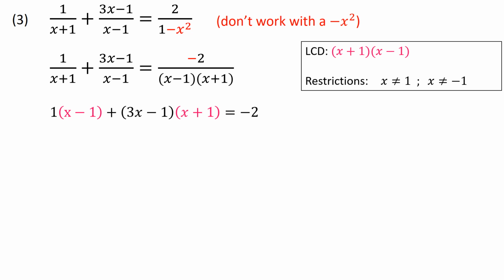For number 1, we can clearly see that it needs the bracket x minus 1. For 3x minus 1, it just needs the bracket x plus 1. And then for negative 2, it has the two brackets we need. So we can simplify to x minus 1 plus 3x squared plus 2x minus 1 plus 2 equals 0. Simplified further, we have 3x squared plus 3x equal to 0.